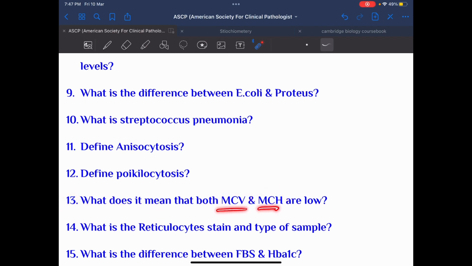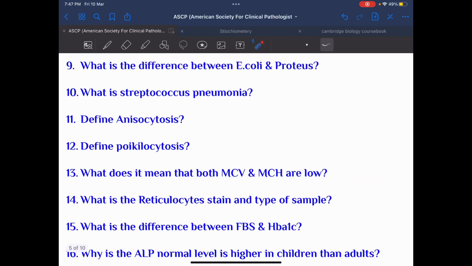Question number 13. What does it mean that both MCV and MCH are low? This means iron deficiency anemia. Question number 14. What is the reticulocyte stain and the type of sample? Type of sample is EDTA tube. Reticulocyte stains, there is methylene blue, which is commonly used, or methyl cresol blue.